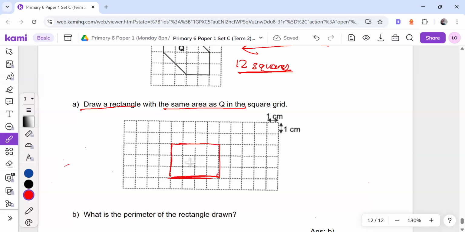So you look for child squares and you draw a rectangle. This rectangle is made of child squares also. And you've got the rectangle already. And that's your part A.